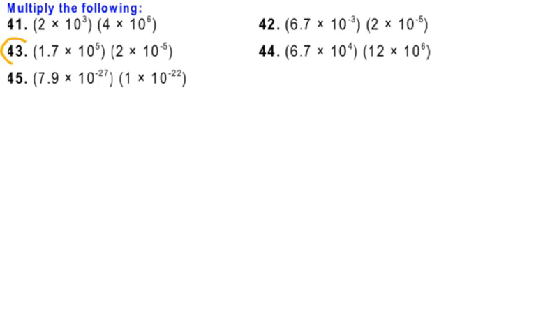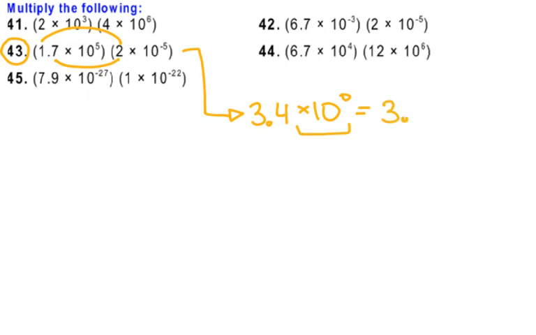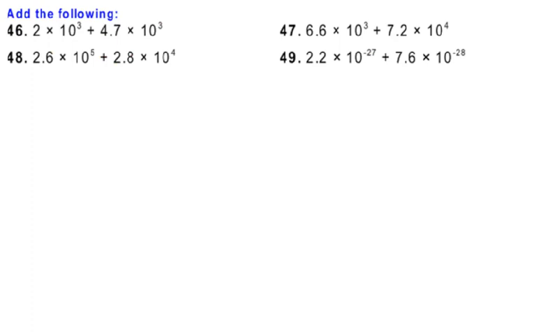Here's one more question I'm going to look through in this section. I have 1.7 times 2. So it's 1 times 2 and 0.7 times 2. That gives me 2, and 0.7 times 2 is 1.4, so that is 3.4, and 5 and the negative 5 gives you 10 to the power of 0, and anything to the power of 0 is 1, so that is just 3.4 as my answer. So when I had multiplication, that was pretty easy because I had the same powers for my two scientific notation numbers.